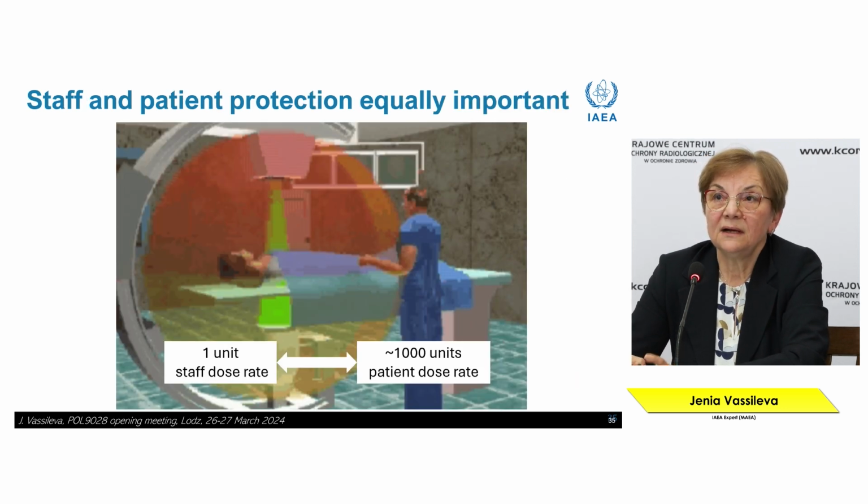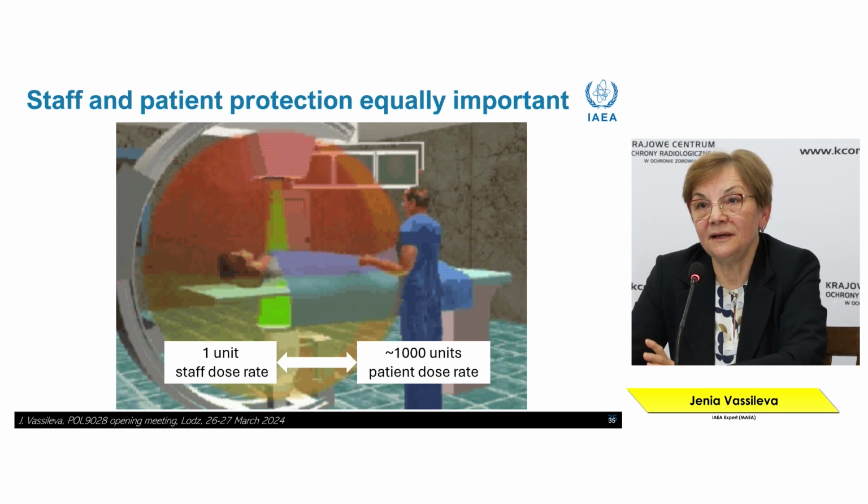So the training and skills of the staff for all these dose reduction approaches have an important role. It has been discussed several times that staff and patient protection are equally important, and we need to know that from the direct beam, the dose rate at the patient entrance is 1,000 times higher than the dose rate at the staff position.